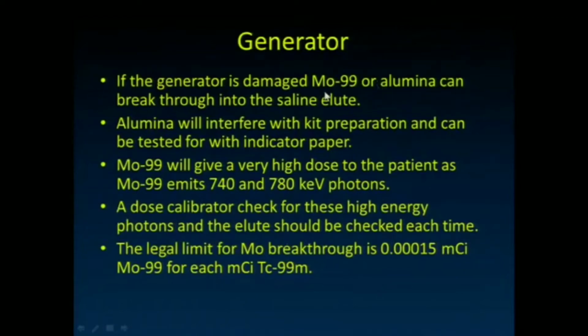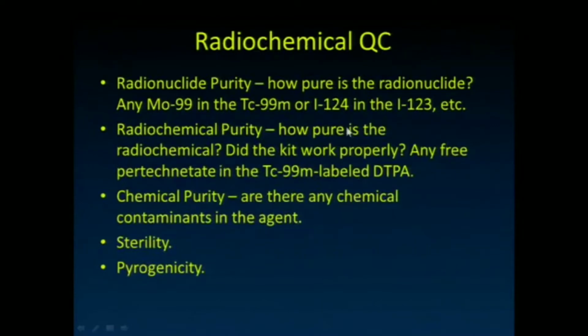We talked about that generator. If that generator is damaged, some alumina can break through, some of that molybdenum can break through. That'll interfere with the kit preparation, but more importantly, molybdenum-99 emits 740 and 780 keV photons. And so we really want to check for those injuries to make sure our generator is functioning properly. We want to see very little breakthrough through there.